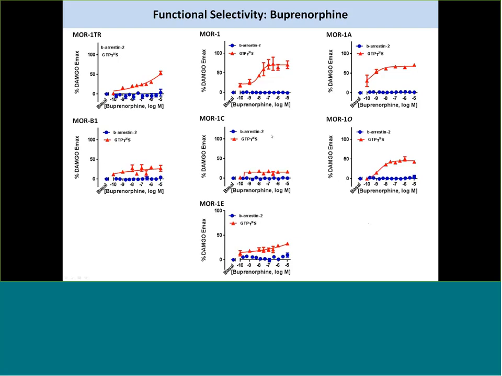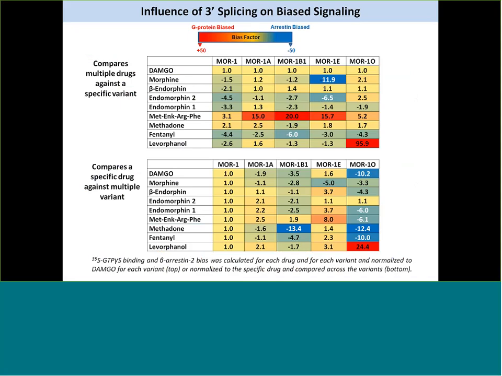So that does vary from variant to variant, but in no case were we able to see any recruitment of beta-arrestin by buprenorphine in any of the variants. Furthermore, if you included buprenorphine with DAMGO, it antagonized the effect. So the take-home message on this is that these different splice variants are functionally quite distinct and different.